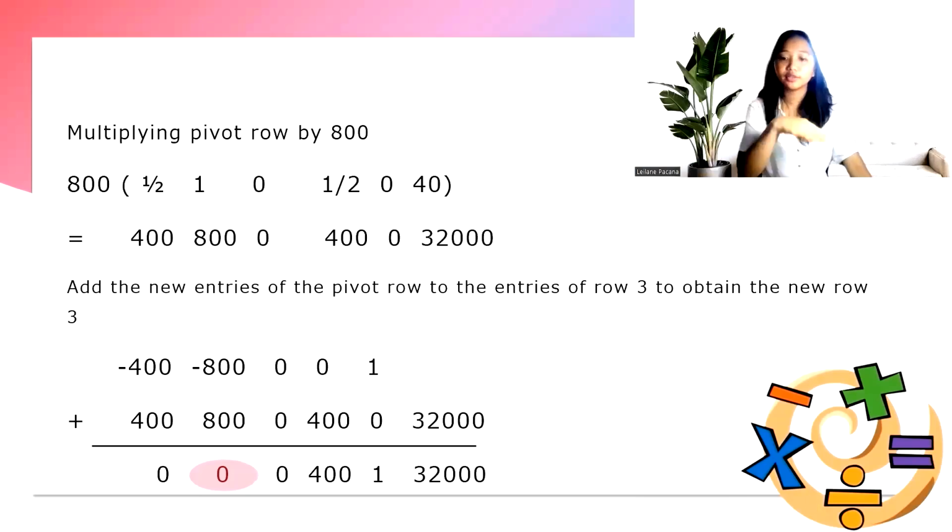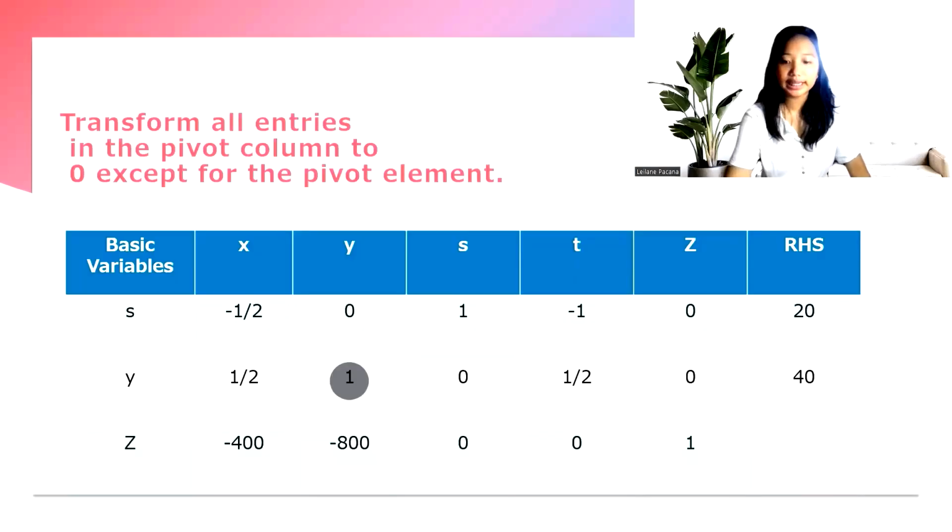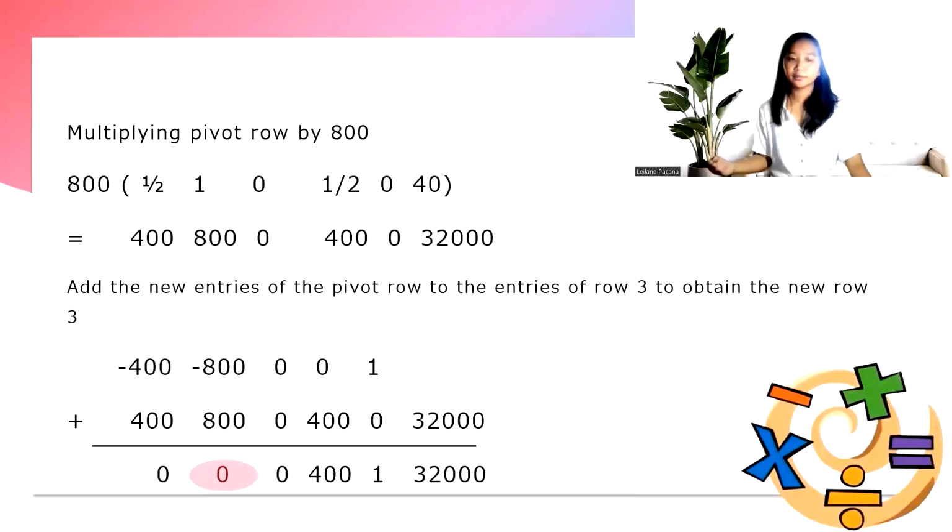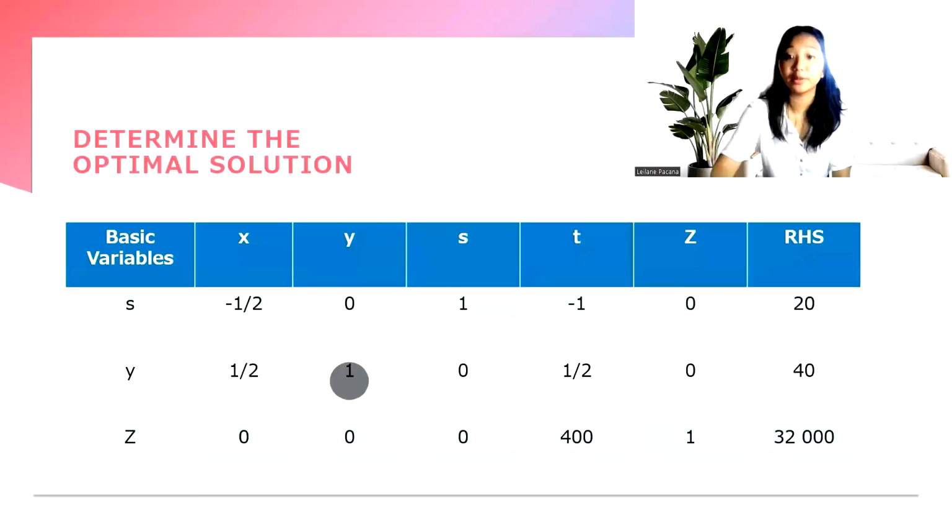Now that result, we have to add it to our previous row 3. So to add that, negative 400 plus 400 is 0. Negative 800 plus positive 800, that is 0. 0 plus 0 is 0. 0 plus 400, that is 400. 1 plus 0, bring down 1. And we have to bring down 32,000. So that will now be that result in the bottom row. That will be our new row 3, or the bottom row.